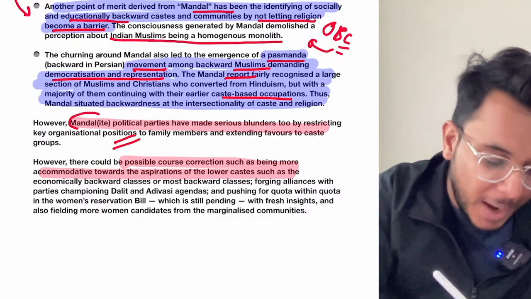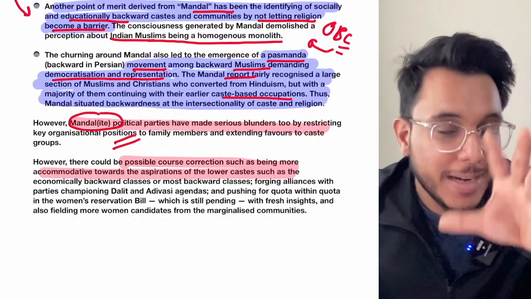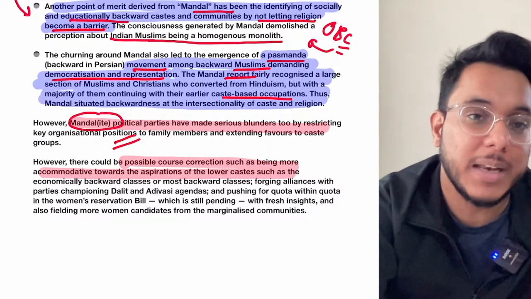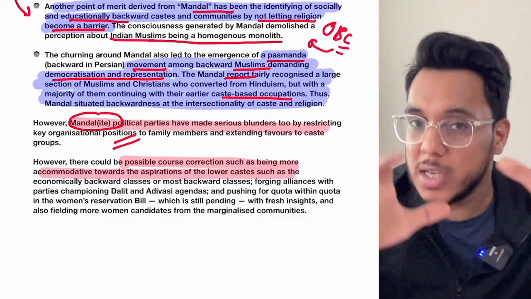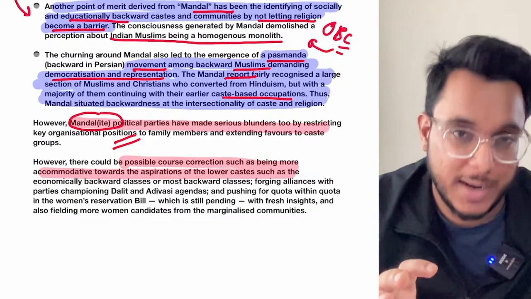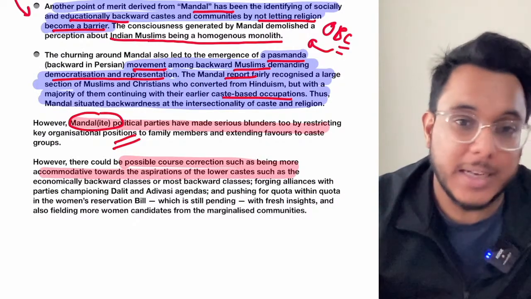Some of the political parties, the Mandalite political parties, actually try to take political advantage of that also. Now what are the Mandalite political parties? Some of the political parties fight elections on the politics of backwardness. Is it clear or not? Some of the political parties claim that they are the representatives of the backward people.